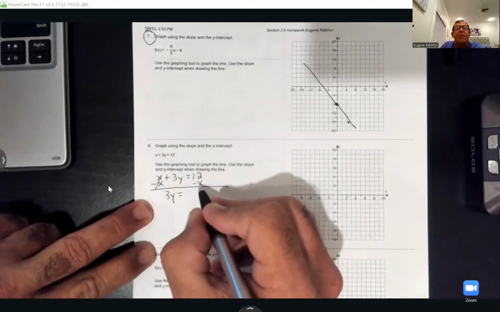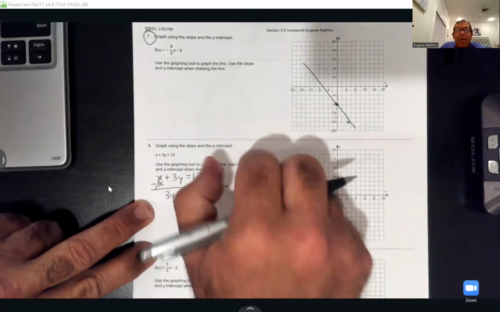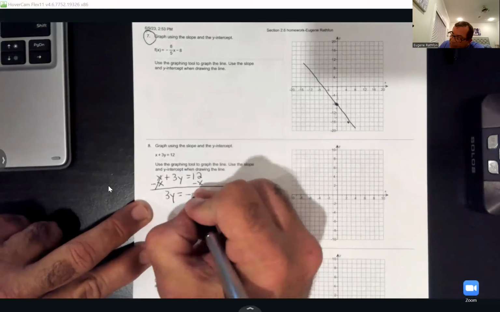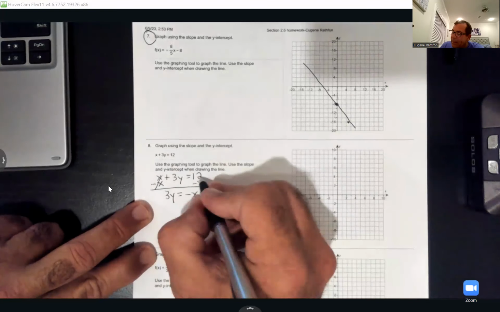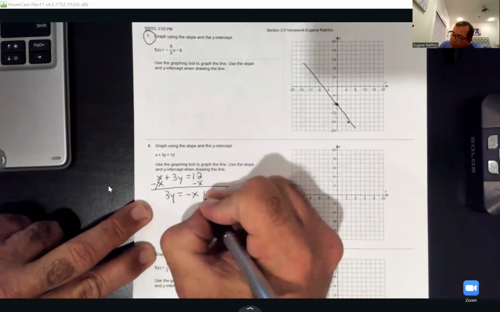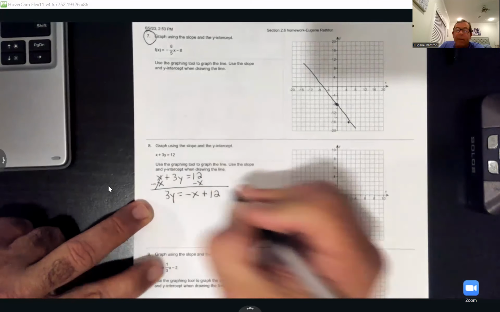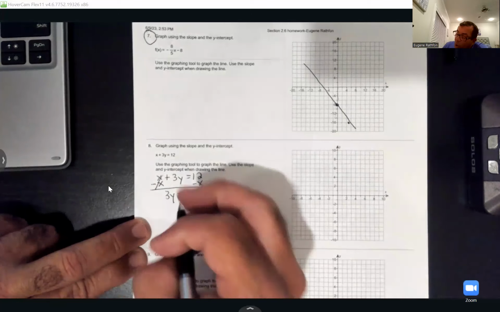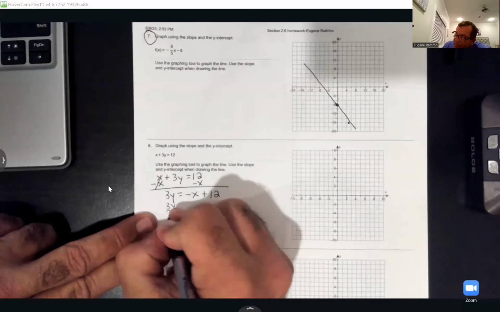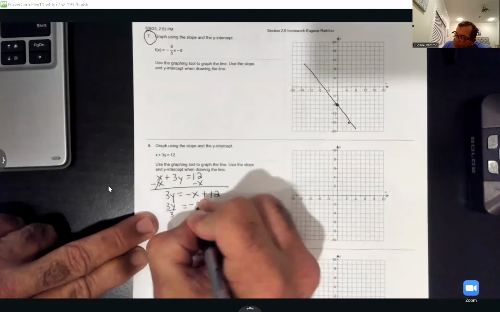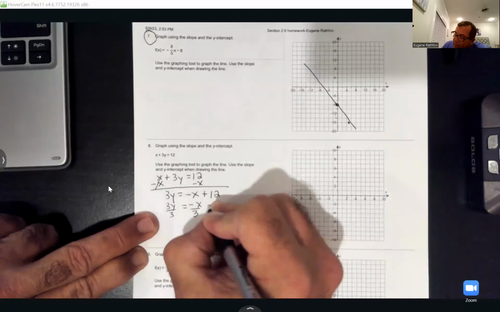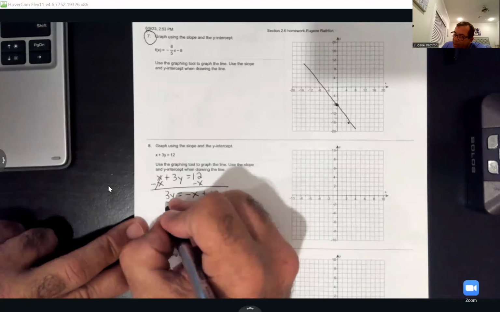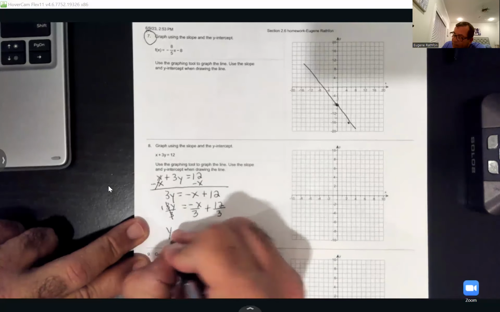Now I'm going to put this in the same order so that I got the mx plus b type form. So to do that, put the x's first. That's a -x. And since the 12 is positive, we make that a plus 12. Now the 3y needs to be a 1y. So divide everybody by 3. Now 3 divided by 3 gives me a 1y.